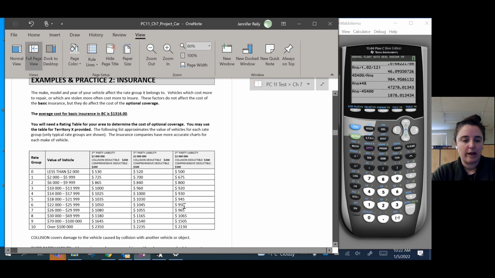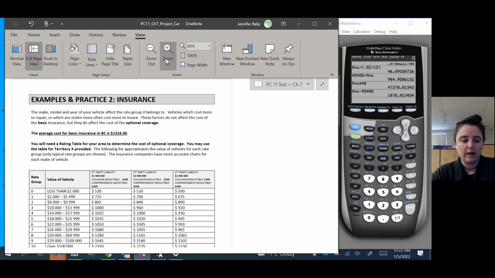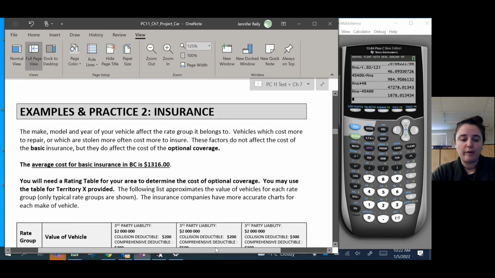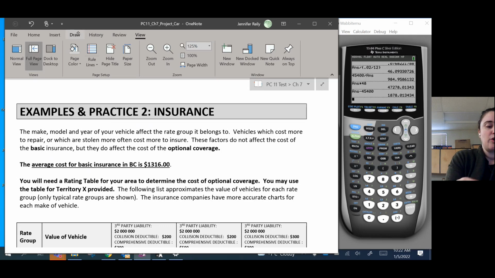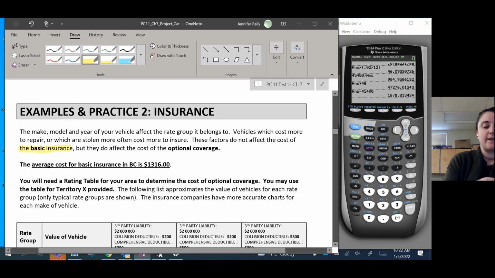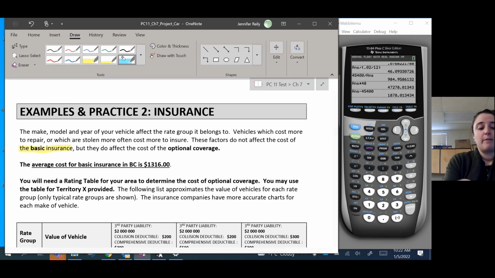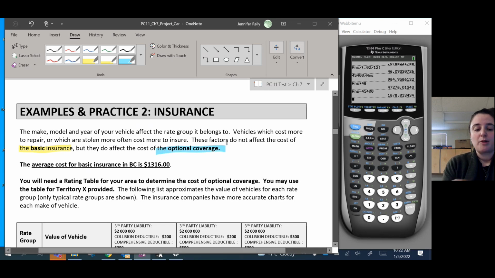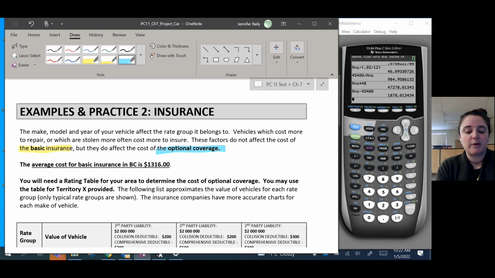Welcome back. We're going to now go over the insurance section. So again, you can read through this on your own if you prefer, or you can read along with me. When you're buying insurance, you're going to buy 2 different things. You're going to buy the basic insurance, and then typically most people also get some optional coverage as well, which just covers you a little bit more. You definitely want to get optional coverage, because if you're in an accident and something happens, you want to have lots to cover you.